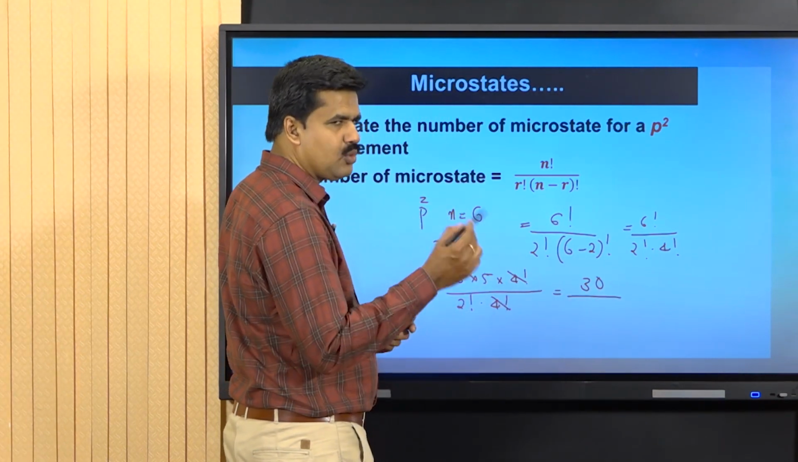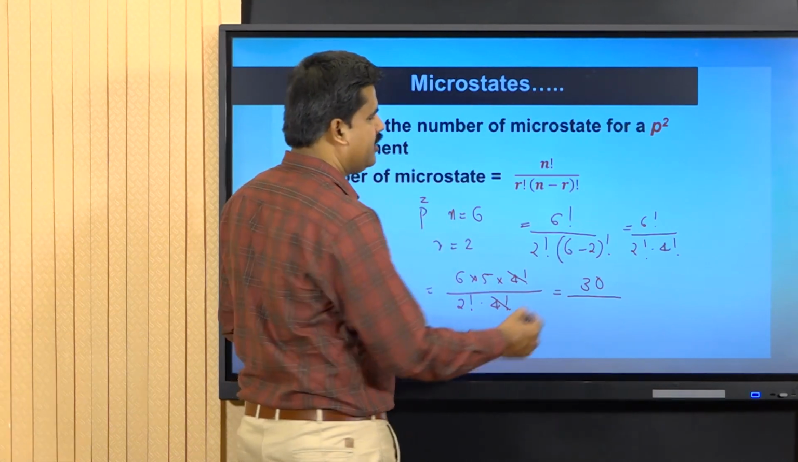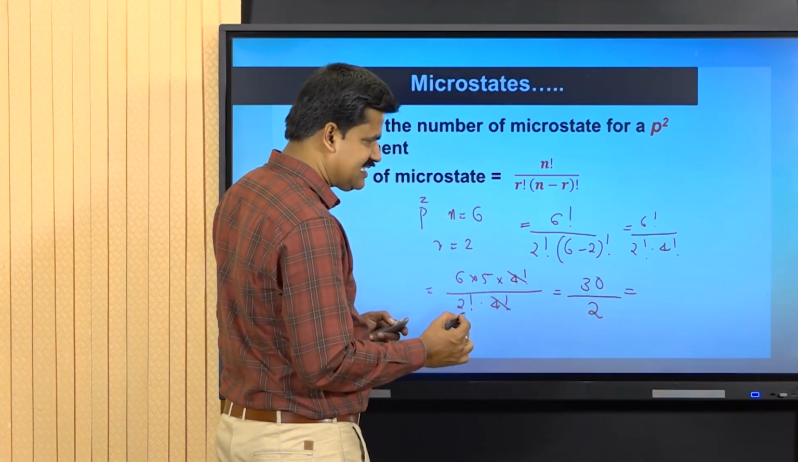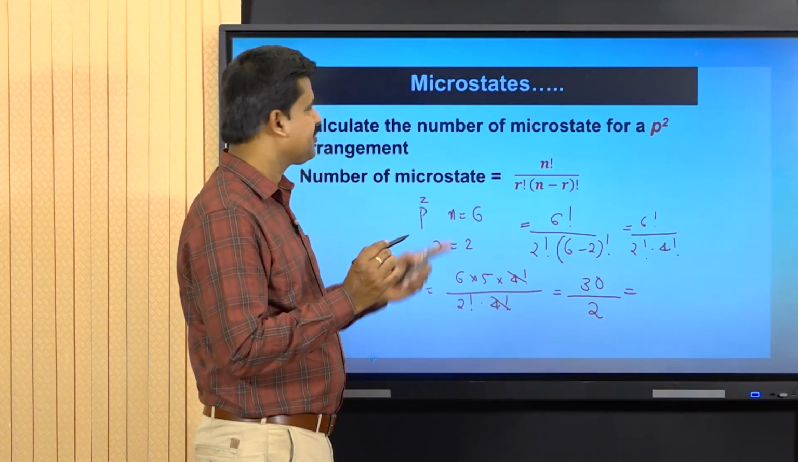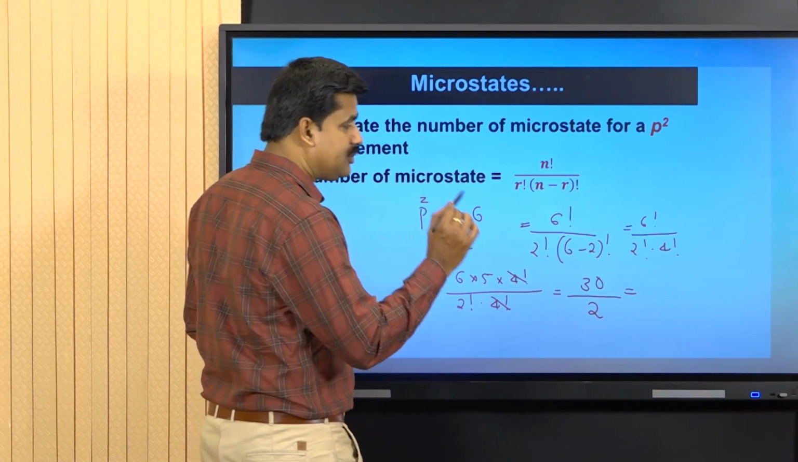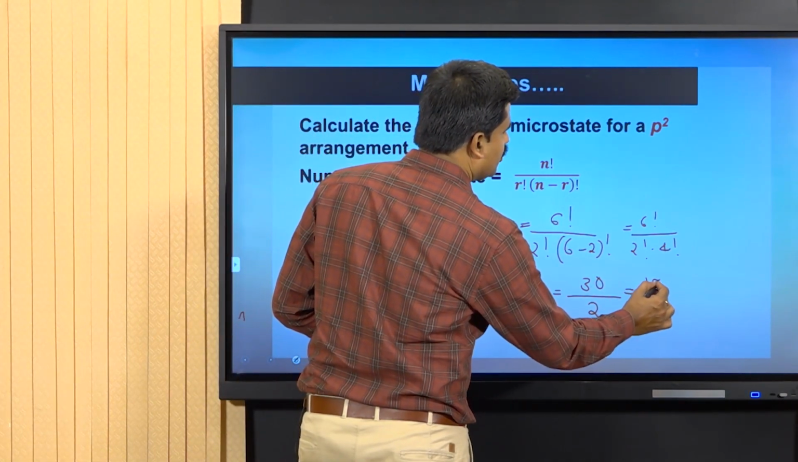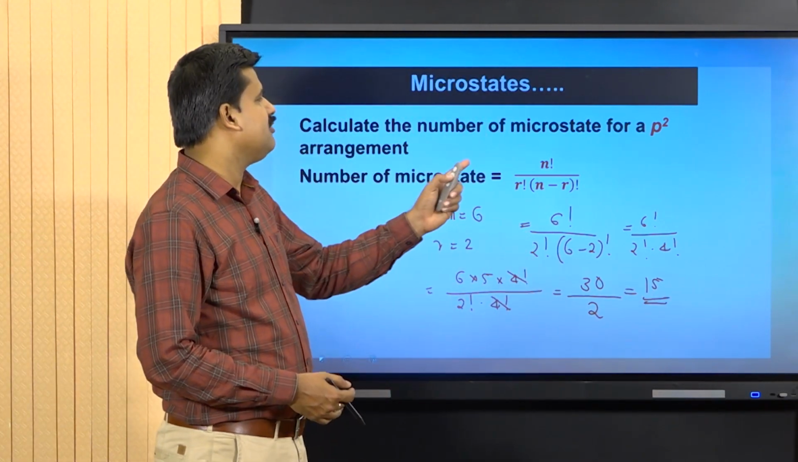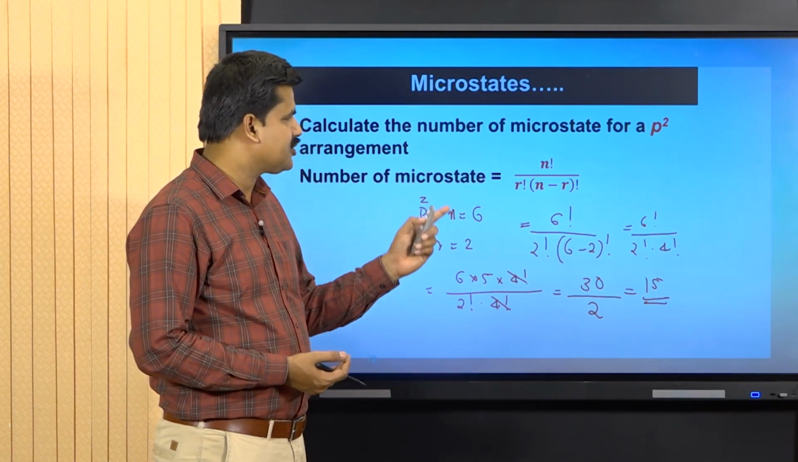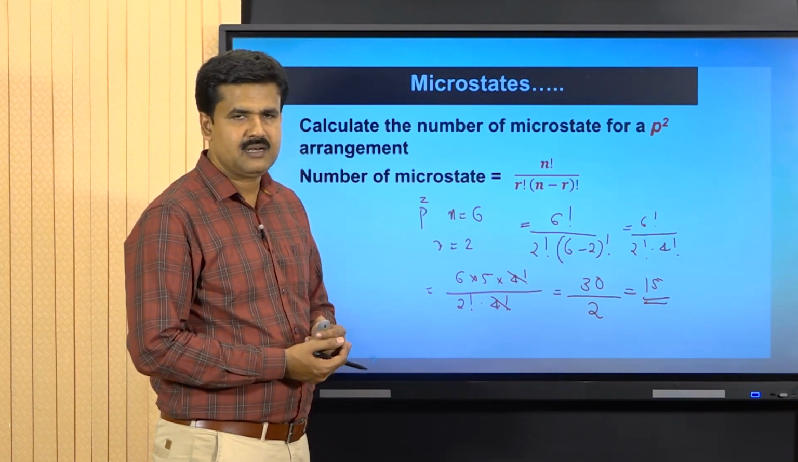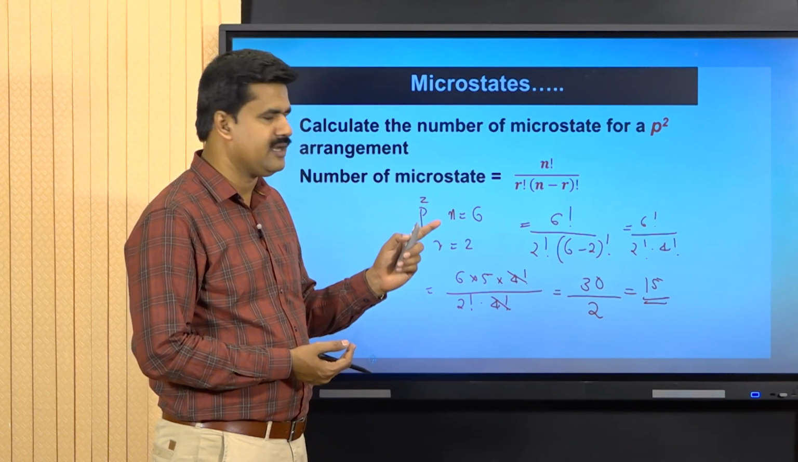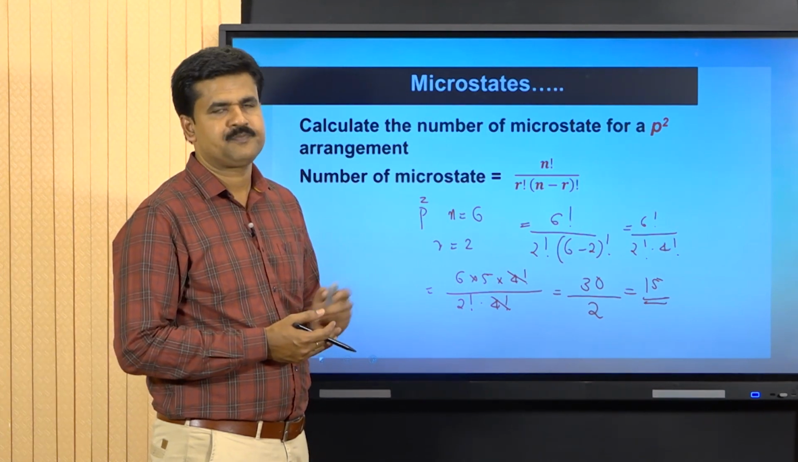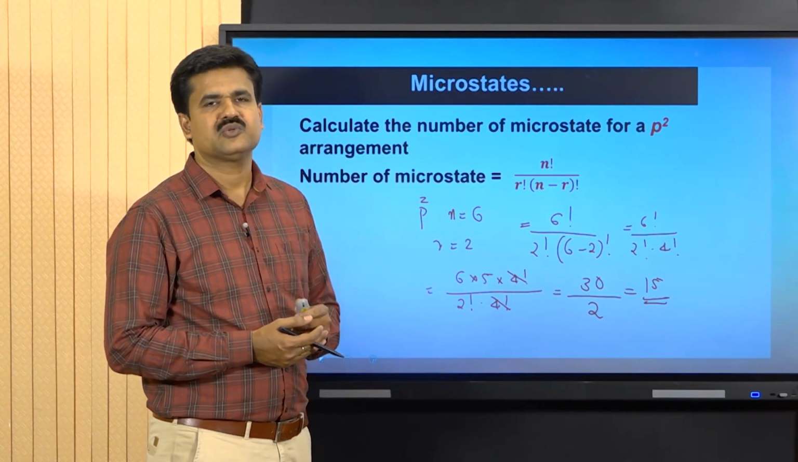2 factorial means 1 into 2 or 2 into 1. 2 into 1 is equal to 2. So, the number of microstates possible for a P2 configuration is equal to 15. So, by using the expression n factorial divided by r factorial into n minus r factorial, it is possible to find out the number of microstates associated with every electronic configuration. That is about the microstate.